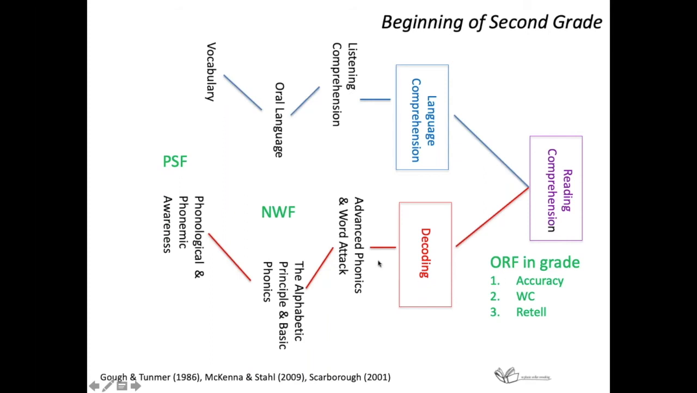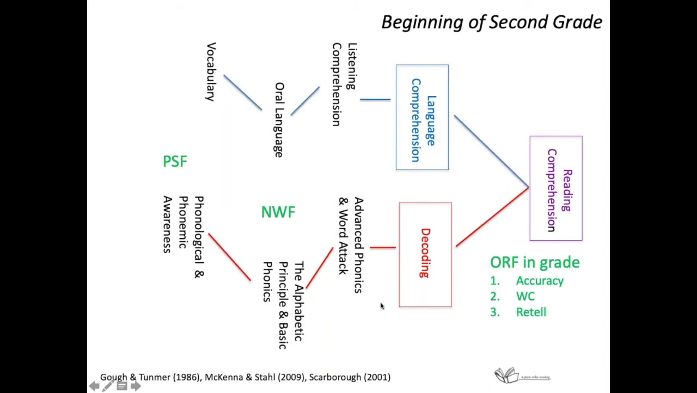And if so, we might be chaining backwards through this sequence to look at the student's ability to do basic phonics and understand the alphabetic principle. And we might have a screening indicator of that with a measure like nonsense word fluency, if we've used Acadience Reading, for example, at the beginning of second grade.